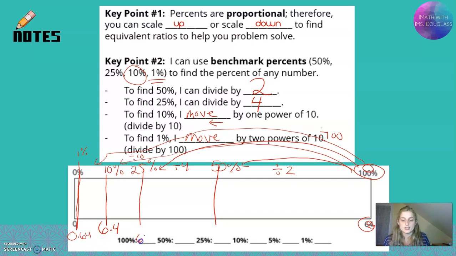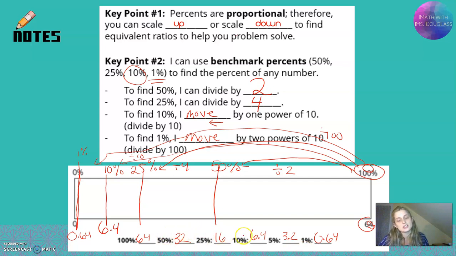So 100% is 64. 50% is half of 64, that's 32. 25% is half of 50, that's 16. 10% is 6 and 4/10. 1% is 0 and 64 hundredths. And then you have some choices to get from there. 5% is also a helpful one to know. 10% cut in half is 5%. Well, look, I had 64 and I cut it in half and that was 32. So 6 and 4/10 cut in half is going to be 3 and 2/10.